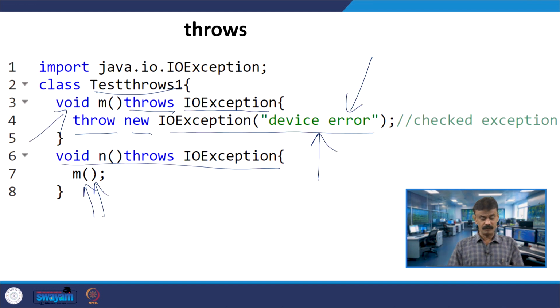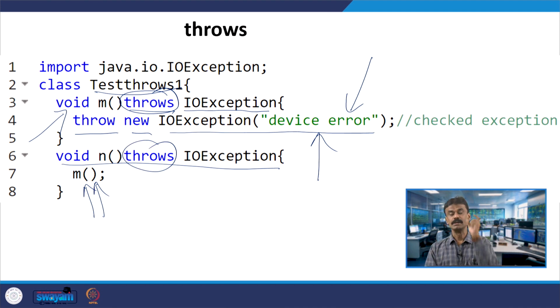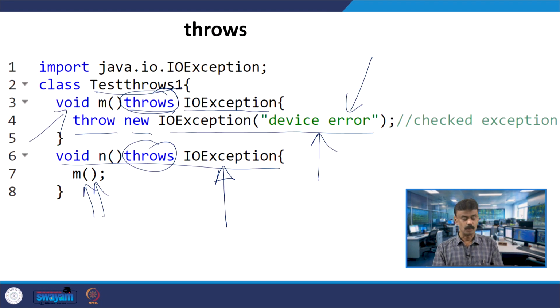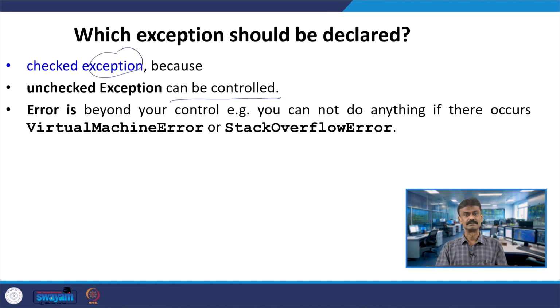Here we have used throws for the first time. From this function I am expecting that it may throw some exception. So, when it goes inside this function I may expect that it will throw some exception, and that is what you are defining over here. This is a checked exception, and since it is a checked exception, I can declare it like this.